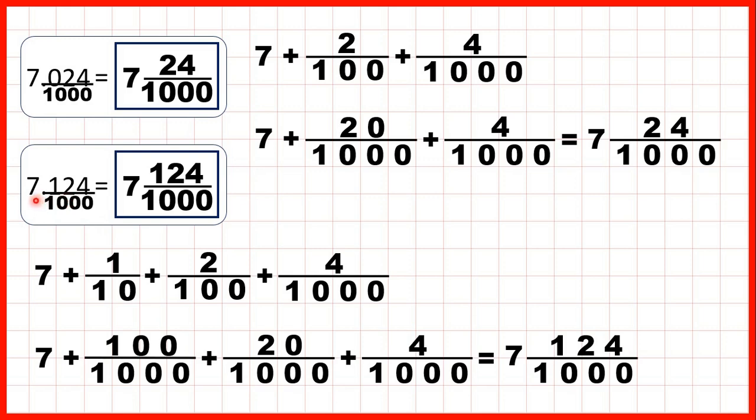So we can write 7.124 as 7 and 124 thousandths, because 1 tenth is equivalent to 100 thousandths, and 2 hundredths is equivalent to 20 thousandths, and when we put those together with our 4 thousandths, we get 124 thousandths.